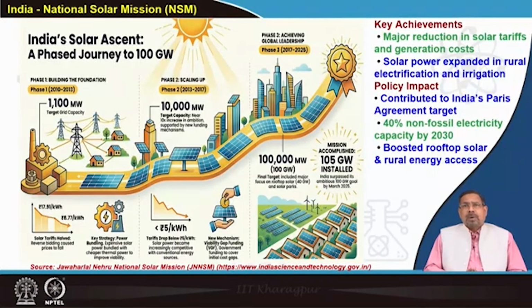Solar power also expanded in rural areas, in terms of electrification and irrigation. As far as the policy impact is concerned, this NSM contributed to India's Paris Agreement target. India is also a signatory to the Paris Agreement of 2015. So it contributed to the commitment of 40% non-fossil electricity capacity by 2030, which has well been achieved, and boosted rooftop solar and rural energy access.